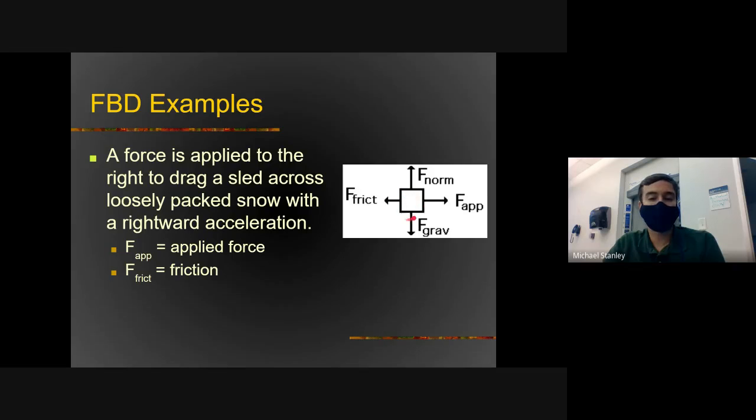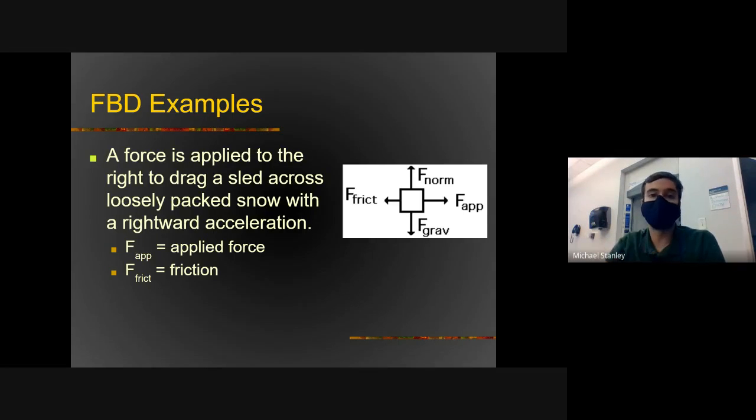So we have our little box here meaning the sled. We have gravity pulling it down. We have the ground exerting a normal force back up. We have the kid applying a force to the right and pulling it to the right. And we have friction that is happening due to the sled sliding across the ground, and so the friction is pulling it to the left. Another thing to note here is that it says that we have a rightward acceleration of the sled, meaning that our sled is accelerating towards the right. It's speeding up while it's going to the right.